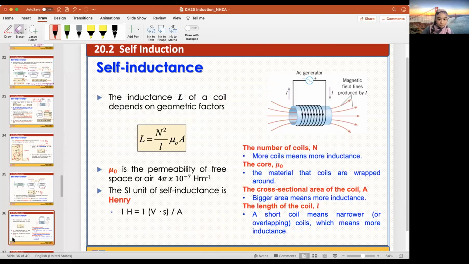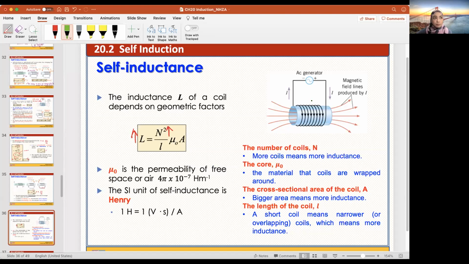Okay, moving on. So we talk about L, which is the inductance. Kita dah cakap pasal EMF tadi. Now we talk about the L. So L of a coil depends on the geometric factors. Okay, so the number of coils, this is the number of coils. More coils means more inductance. The higher your N, the higher your L. So that's the first one. The core, mu naught. So the material that the coils are wrapped around. So mu naught ni is the permeability of free space or air. So dalam dia kita anggap hollow macam tu.